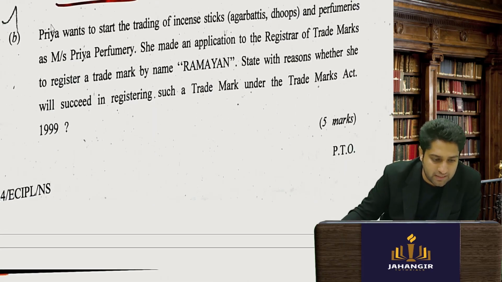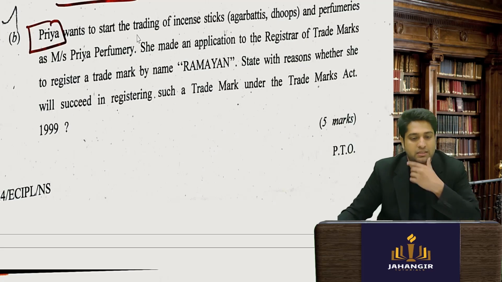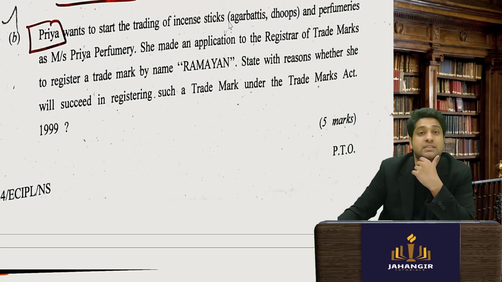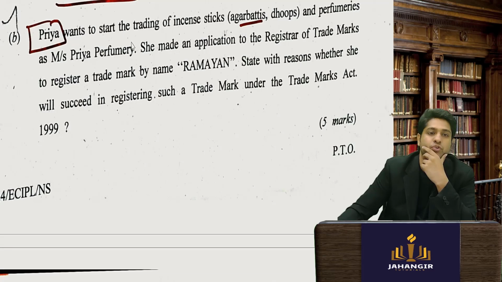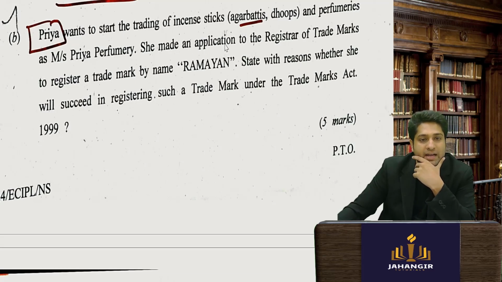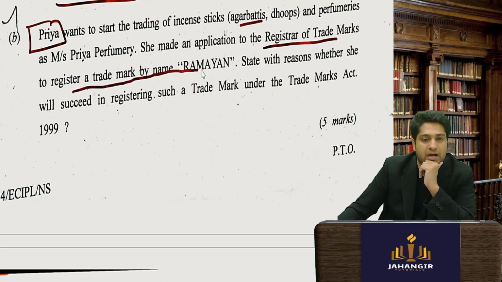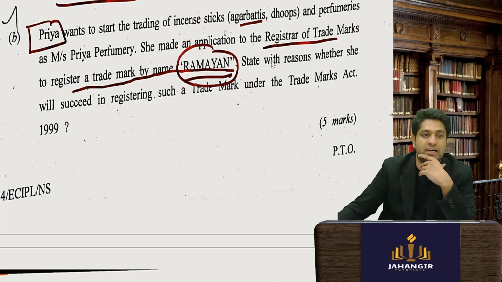Then they said Priya wants to start the trading of incense sticks, that is agarbattis and perfumeries. She made an application to the registrar of trademarks to register a trade mark in the name of Ramayan. So the name of the trademark is Ramayan. State with reasons whether it will be registered.